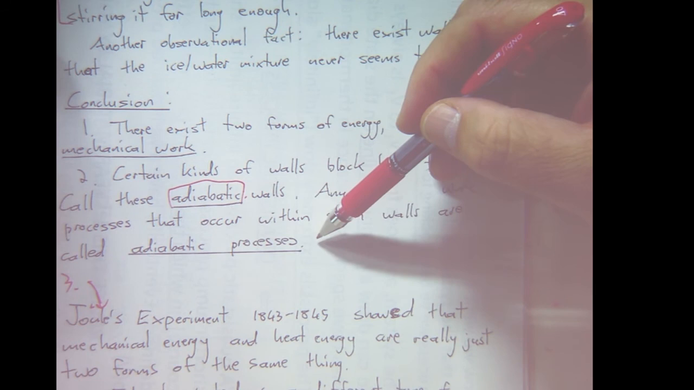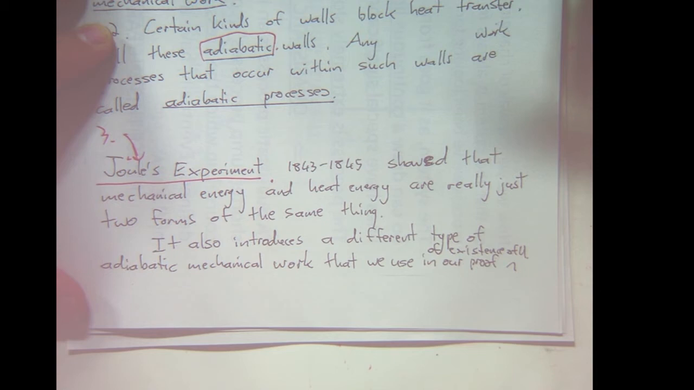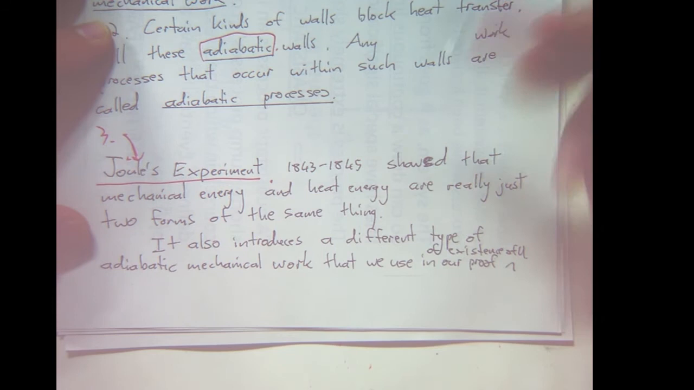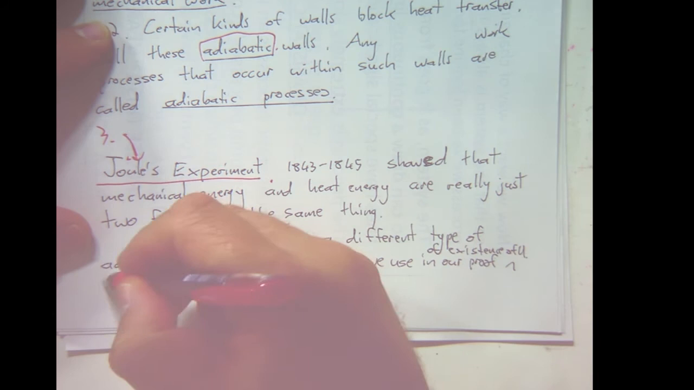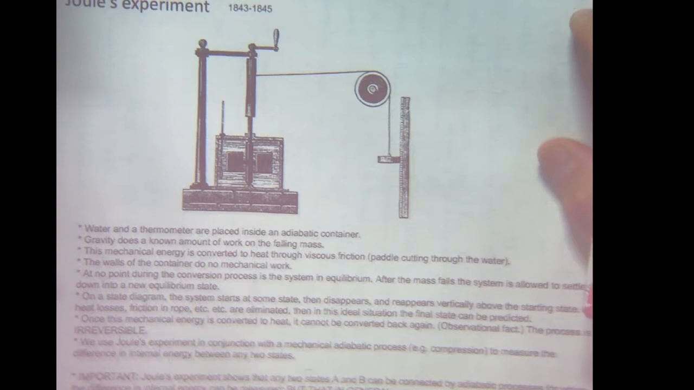Okay. Now, Joule's experiment. Joule's experiment was, don't know how long it took him, around 1843 to 1845. It's important for three reasons, but I'll only mention one or two of them. Joule's experiment showed that mechanical energy and heat energy are really just two forms of the same thing. It also introduces a different type of adiabatic mechanical work process. And that we use in the proof of the existence of U. So what was his experiment?